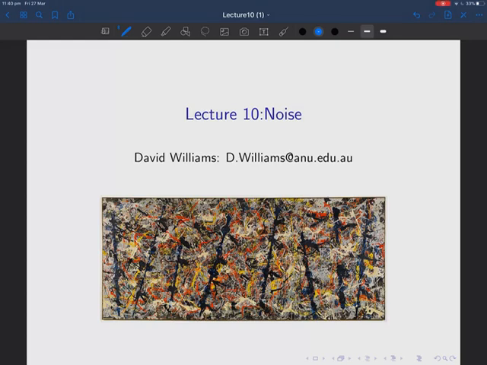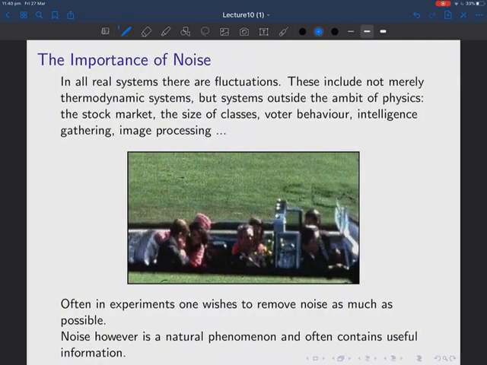In this lecture, we're going to look at noise and fluctuations. And there's Jackson Pollock's Blue Poles, which you can see in the National Gallery when it reopens.